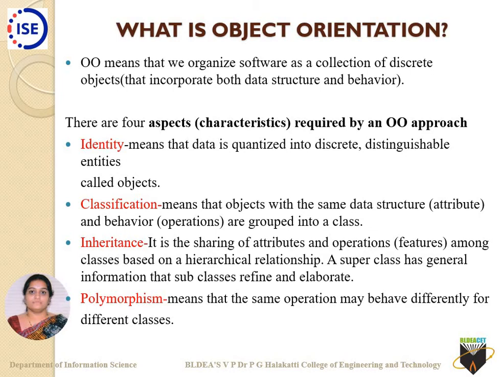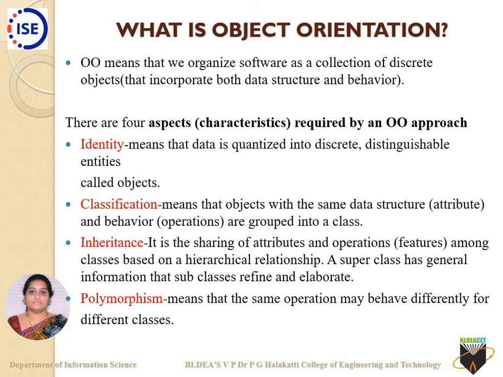Okay, identity, what do you mean by identity? Identity is nothing but the data. Whatever data is there, all of that data is quantized into discrete distinguishable entities called objects. Just now I said to you, every object is identifiable. If I say S1 as an object is identifiable, that's nothing but there are certain characteristics which that particular object pertains to, so those will be recorded there. That is how the identification of an object is done.